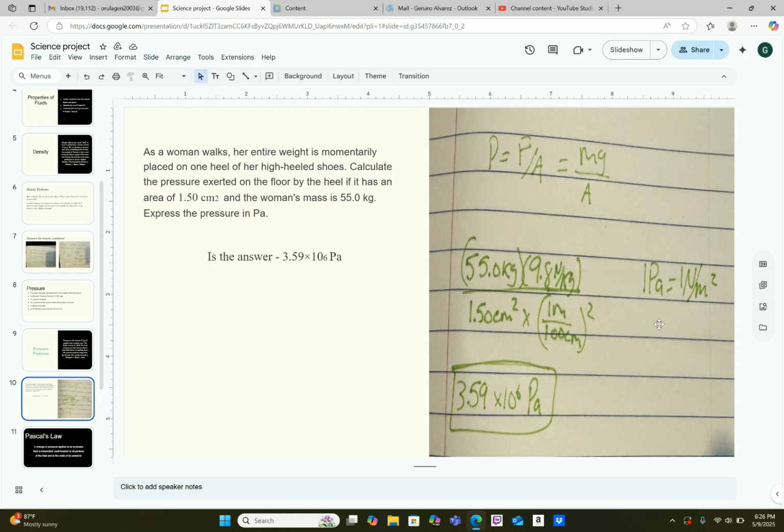I just wrote it in. After solving that, your answer, you're going to end up getting 3.59 times 10 to the 6 Pa. Always remember to write down your givens.